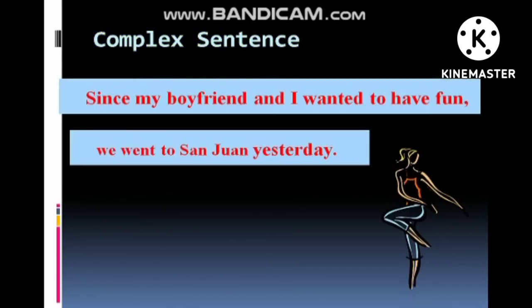Complex sentence examples. Since my boyfriend and I wanted to have fun, we went to San John yesterday. This is the conjunction. So this is an example of a complex sentence. Complex sentence: since we wanted to have fun. Subordinating conjunction.